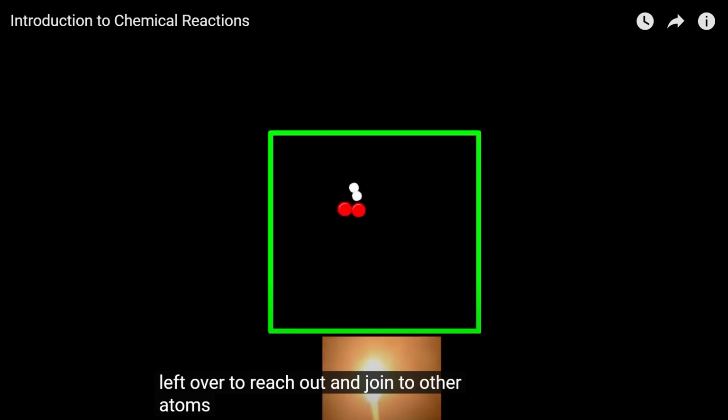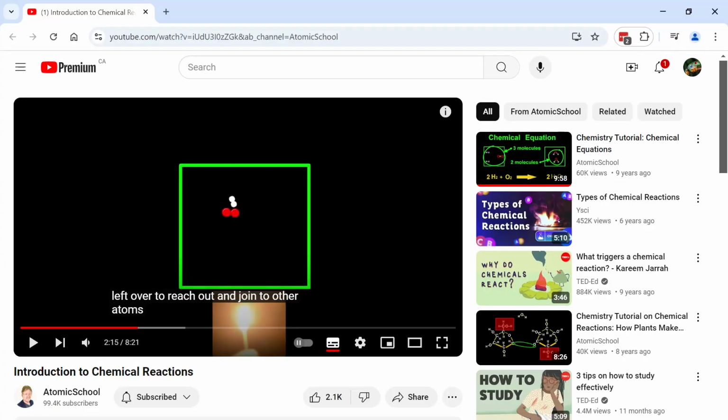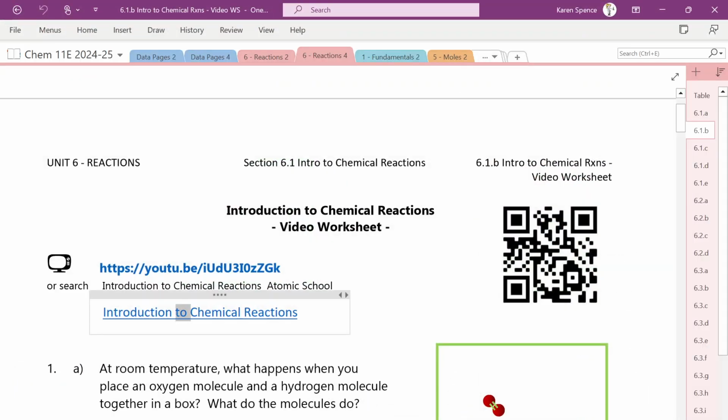Okay, so on our page, it says number 1A on page 10, at room temperature, what happens when you place an oxygen molecule and a hydrogen molecule together in a box? What do the molecules do? There are three things. What are they? Tell your partner.